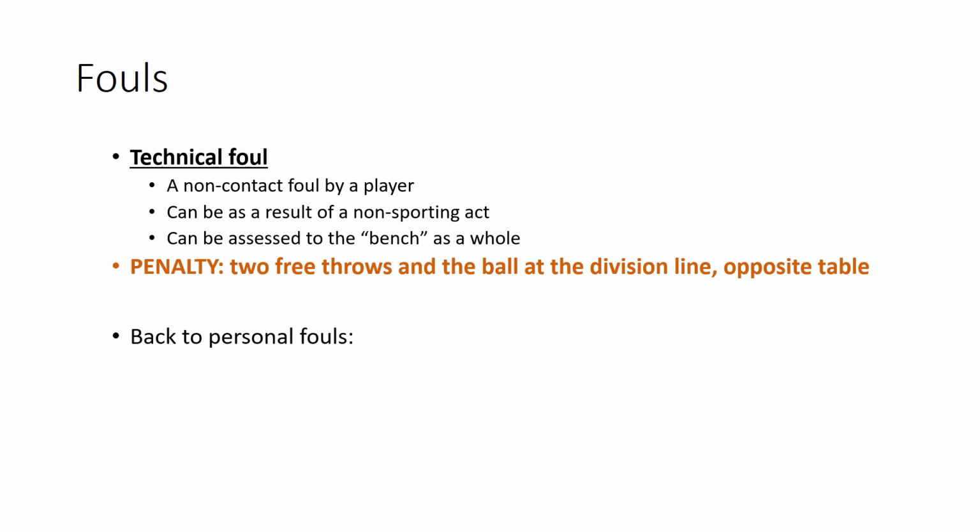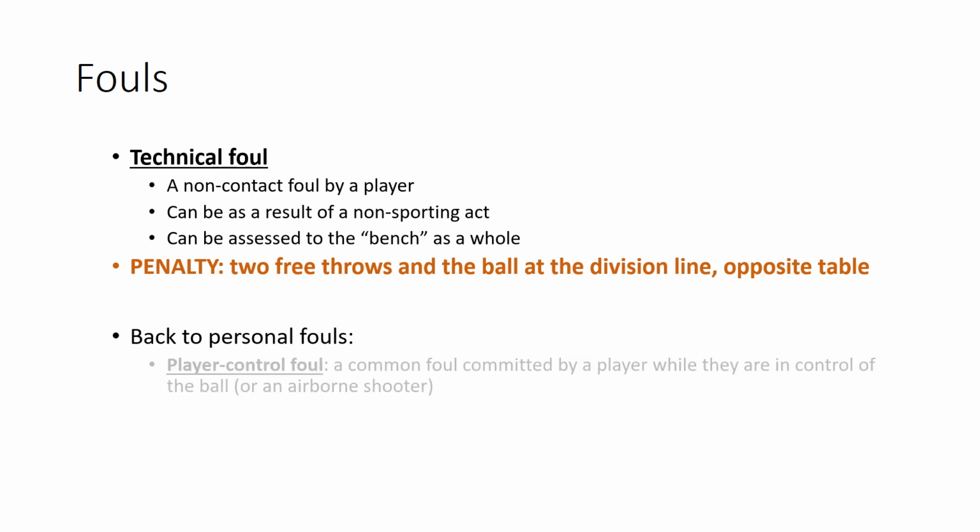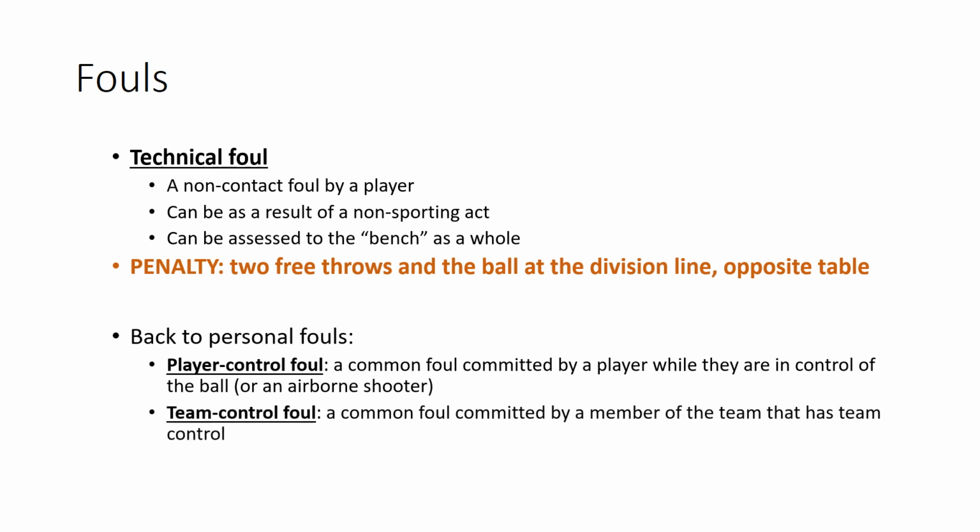Back to personal fouls. Let's take a look at 2 specific types of personal fouls that help us when we have different game situations. A player control foul is a common foul committed by a player while they are in control of the ball. This also includes an airborne shooter. A team control foul is a common foul committed by a member of the team that has team control.